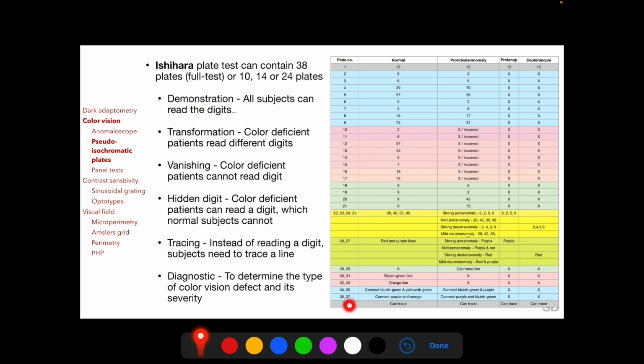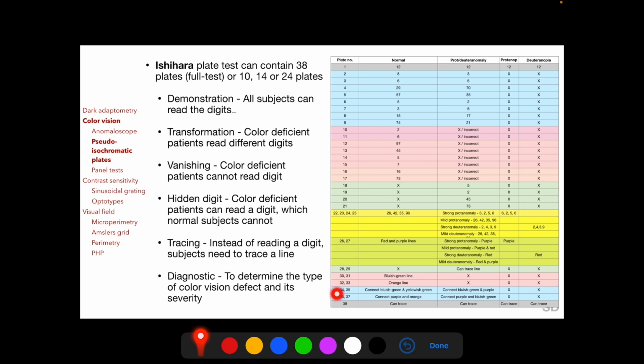The first and the last plates are the demonstration plates, which normal subjects and patients with red-green color defects read similarly. Then there are the transformation plates, in which protanomalous and deuteranomalous patients read differently from what a normal individual reads, and protanopic and deuteranopic patients do not perceive anything. Then there are the vanishing plates, which protanomalous, protanopic, deuteranomalous and deuteranopic patients cannot read. Then there are the hidden digit plates, in which protanomalous and deuteranomalous patients perceive digits, but normal subjects, protanopic and deuteranopic patients do not.